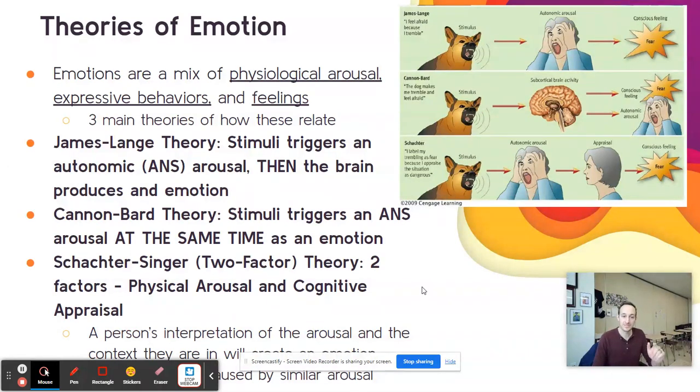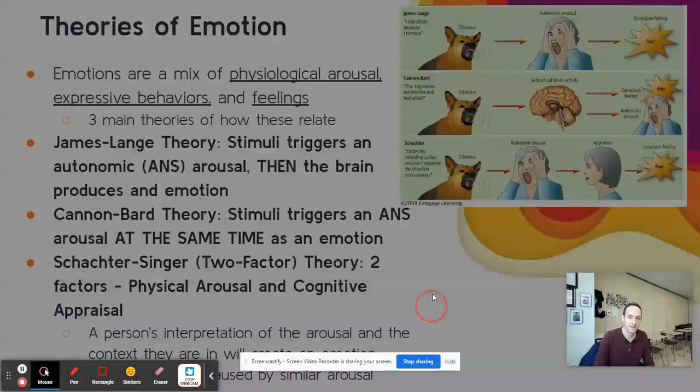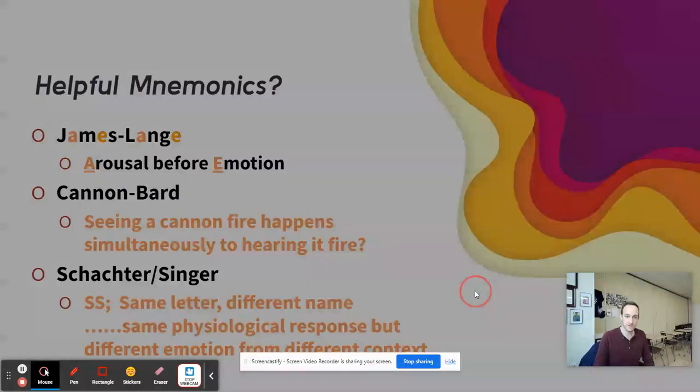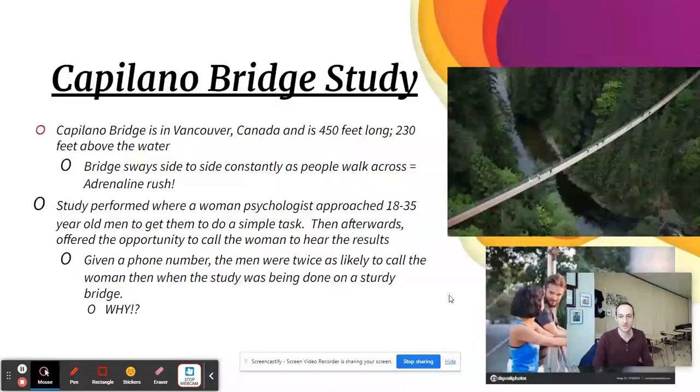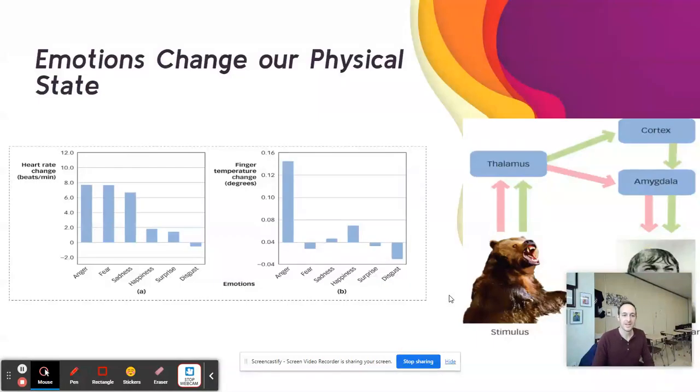All right, so James-Lange, Cannon-Bard, Schachter-Singer, three different theories about how our emotions are connected to what's going on in our brain. Moving forward, I will show that. Sorry, I'm all over the place. So this is an interesting thing, and we'll come back to this later, about how our emotions connect to our physical body.